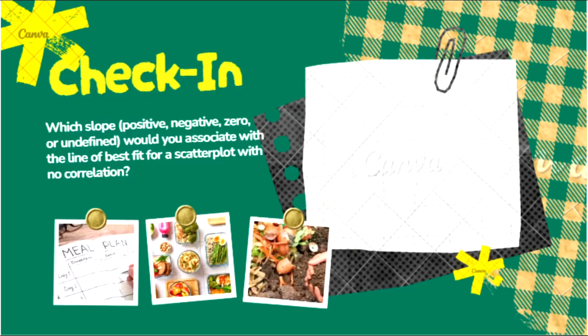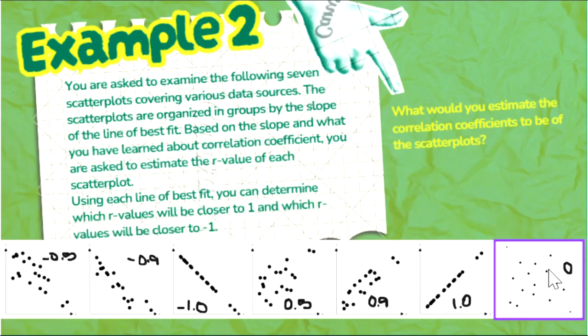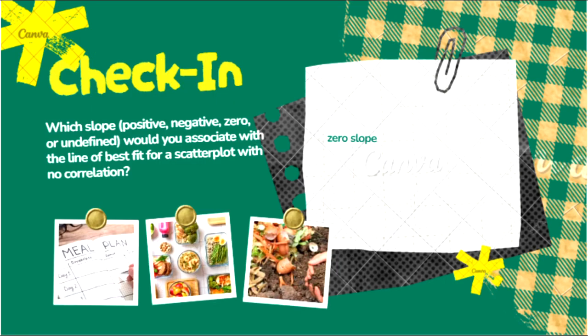Okay. Here's a check-in. Which slope, positive, negative, 0, or undefined, would you associate with the line of best fit for a scatter plot with no correlation? So if you have no correlation whatsoever, is it going to be a positive line, a negative line, a 0 line, or undefined? It's going to be 0. Undefined doesn't exist. This is an example of a 0. When it's completely random, you don't know where to draw the line, you're going to have 0.